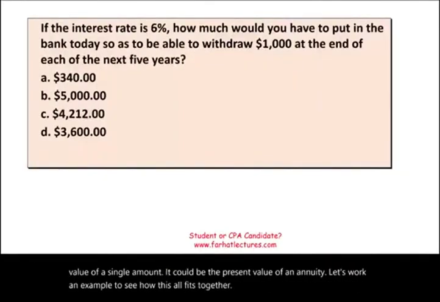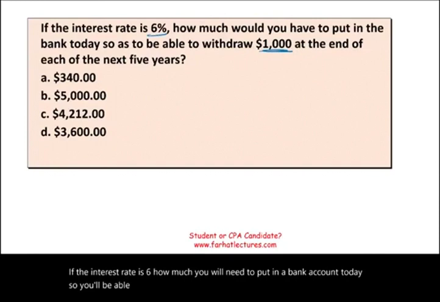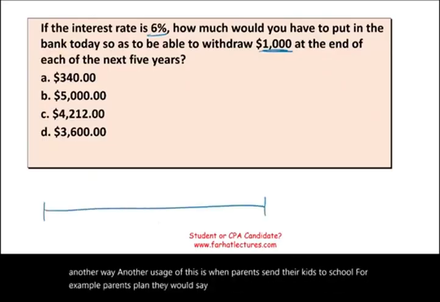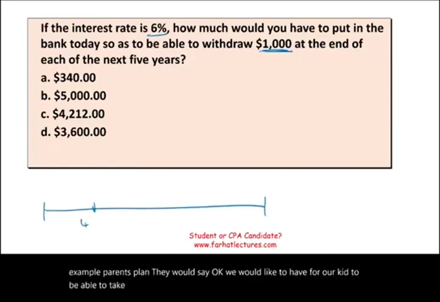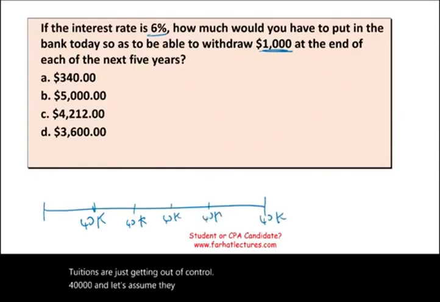If the interest rate is 6%, how much will you need to put in a bank account today so you'll be able to withdraw 1,000 at the end of the next 5 years? Another usage of this is when parents send their kids to school. For example, parents plan and say, okay, we would like our kid to be able to take out 40,000. Tuitions are just getting out of control. 40,000, and let's assume they have a CPA 5-year program.